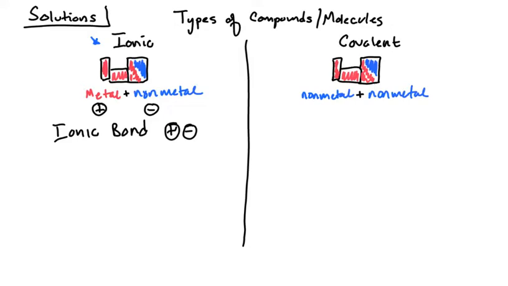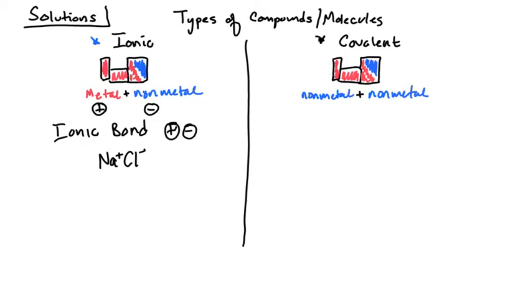Now, usually when we draw bonds, we're going to draw a line in between two atoms. But with ionic compounds, you cannot draw a line in between. Ionic compounds are simply written close together. We can represent them with a plus or a minus, although when they're combined into a compound, they are neutral.